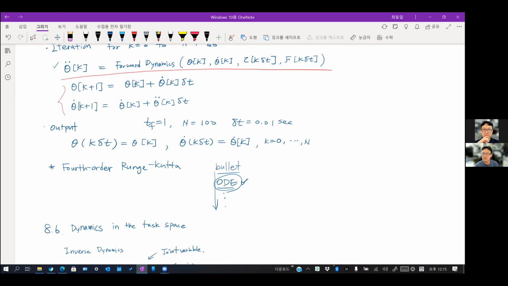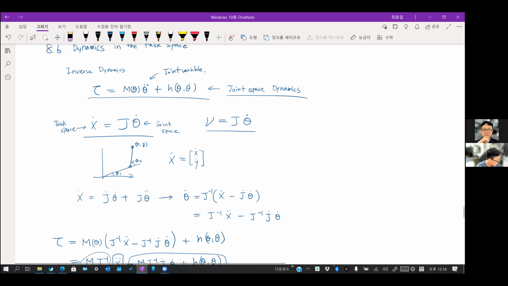And also in simulation, there are many simulation engines named ODE or Bullet or Vortex or something like that.